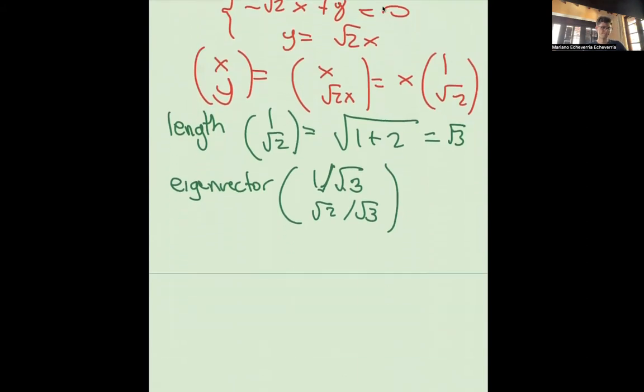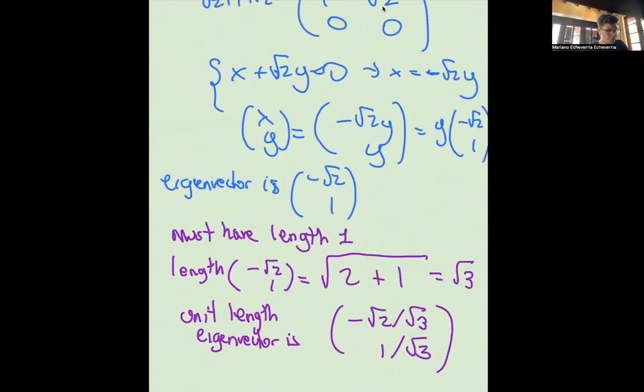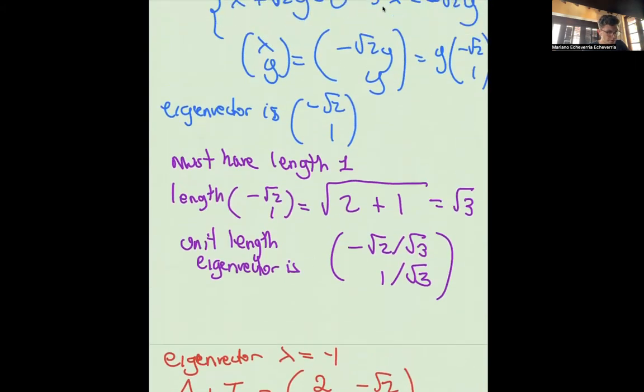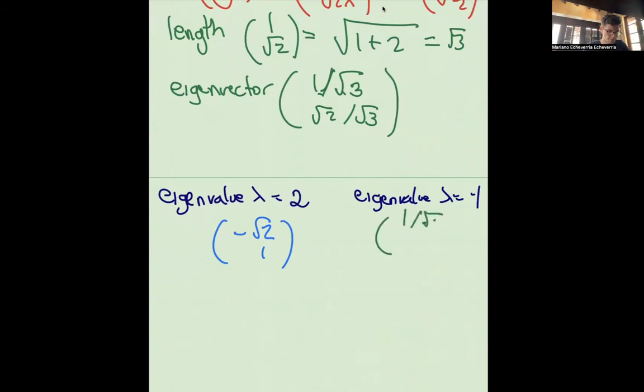Okay, so just to summarize this, like we had for eigenvalue 2, you can make a table. For eigenvalue 2, the eigenvector was minus root of 2, 1. And for eigenvalue -1, the eigenvector was 1 over root of 3, root of 2 over root of 3.